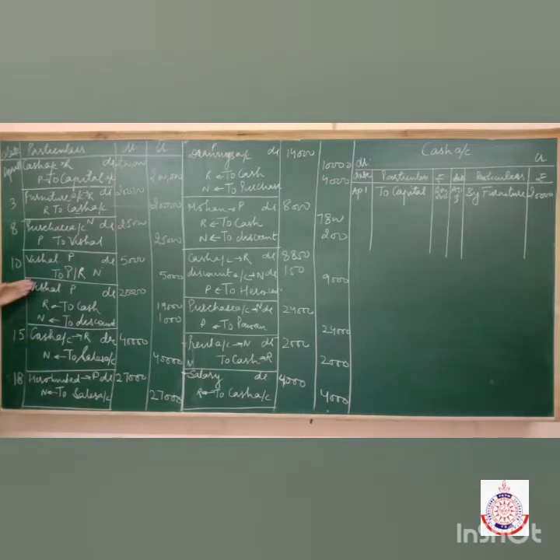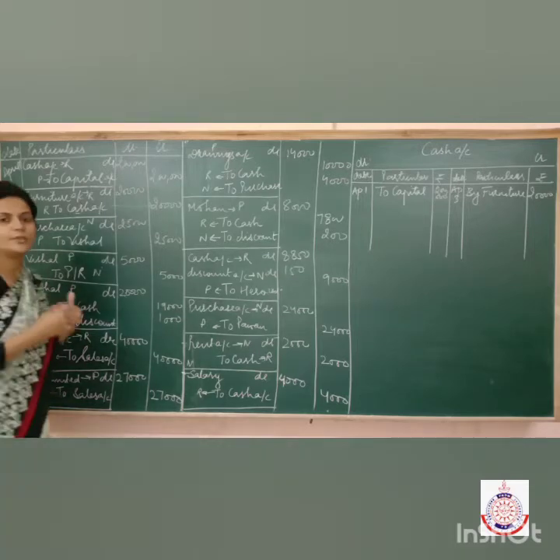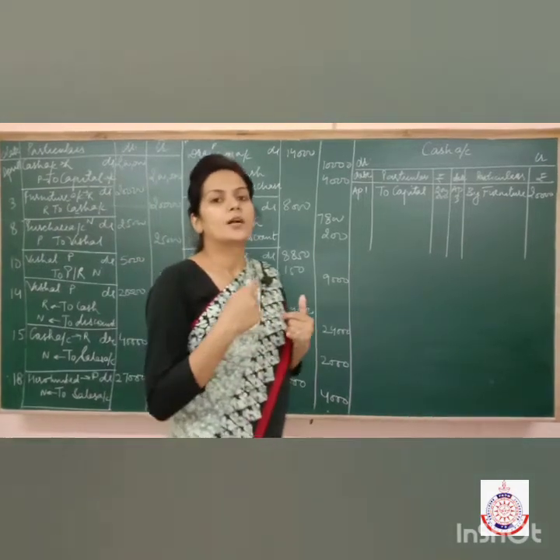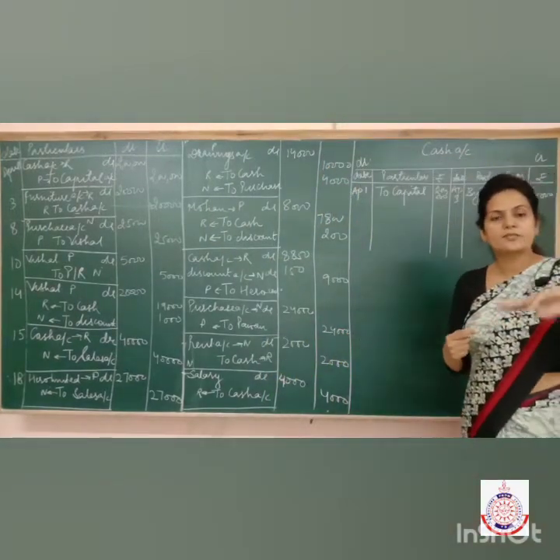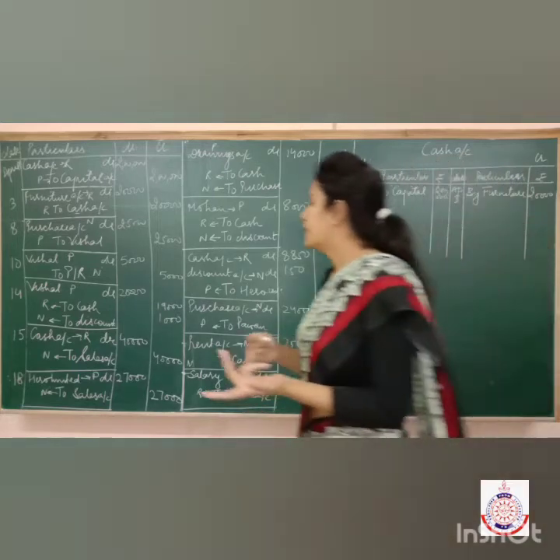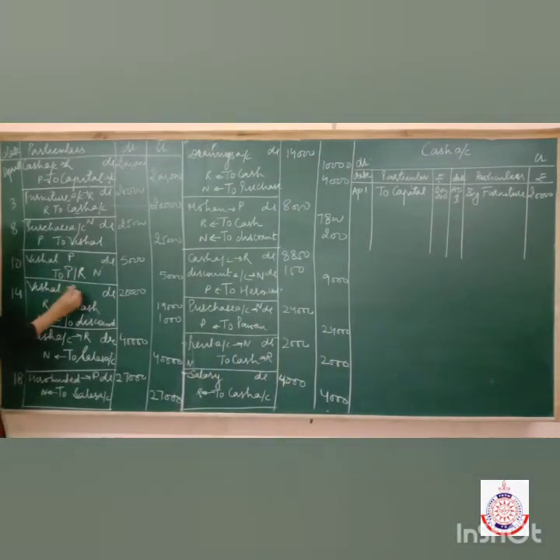Now see, the next is a compound entry. I explained the meaning of compound entry earlier also. Compound entry means when there is either more than one debit or more than one credit. Like in this entry, there is one debit but two credits. It means there is one account on the debit side but two accounts on the credit side. That's why this entry is known as compound entry. Now check. There are three accounts: Vishal, cash and discount. Which account are we preparing out of these three? We are preparing cash account, right?